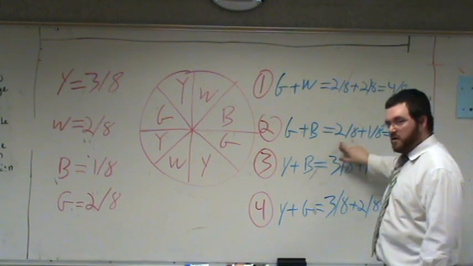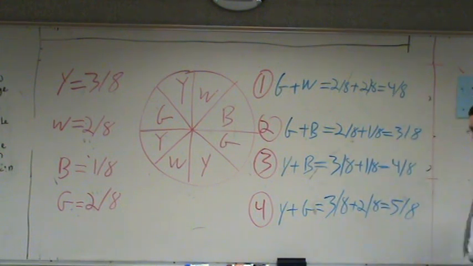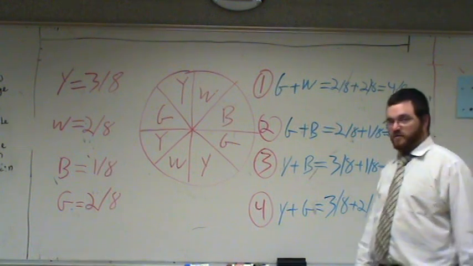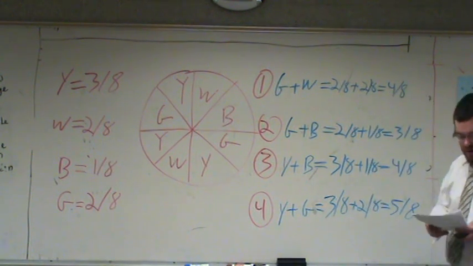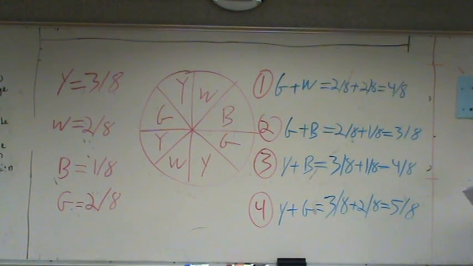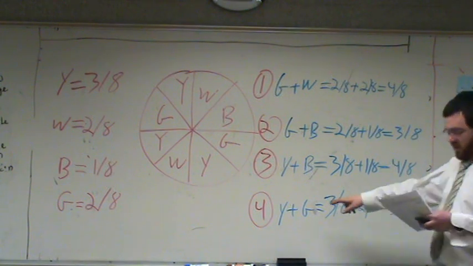And answer 2 cannot be correct because 3/8 is less than 4/8. So it cannot be answers 1, 2, and 3. It has to be answer 4. But let's just make sure. Answer 4: the arrow will land on a yellow or a green.